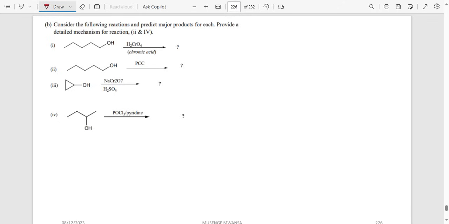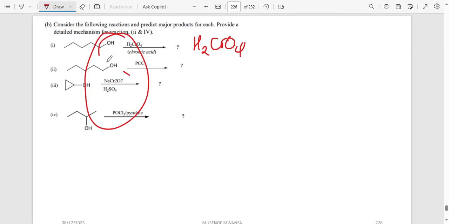Consider the following reactions and predict major products for each. Provide a detailed mechanism for reactions 2 and 4. Okay, the only ones for 2 and 4. When you are reacting something with chromic acid, this is called oxidation. Actually, all these they've given here are oxidations. These are reactants which we use for oxidation.